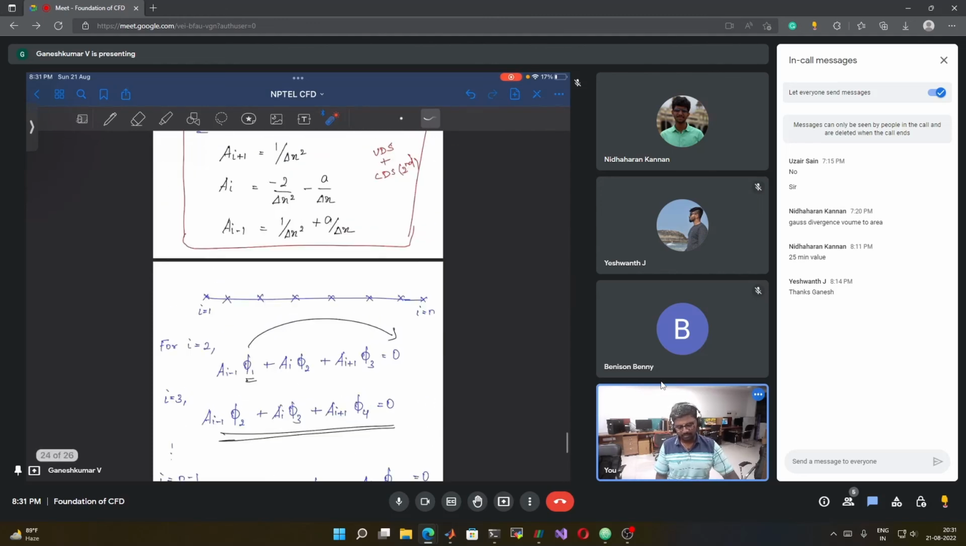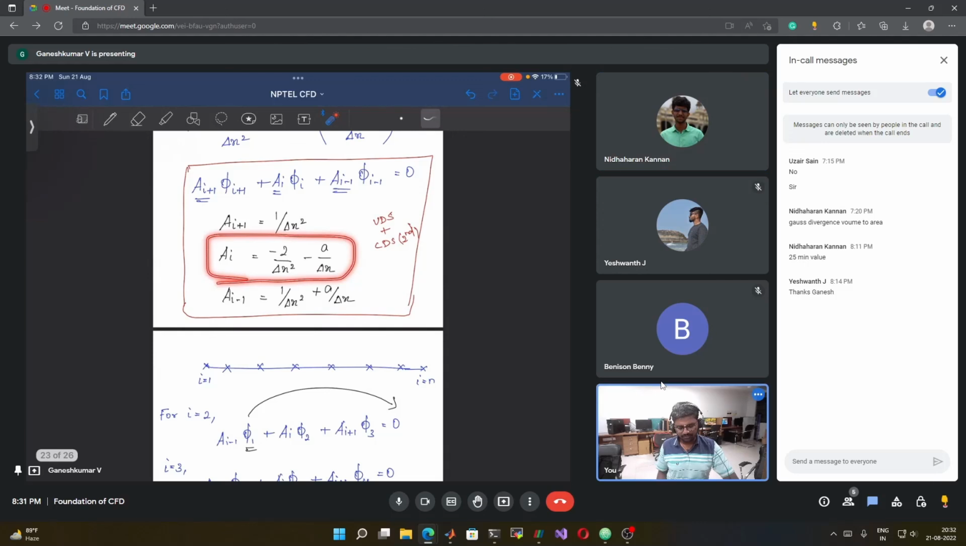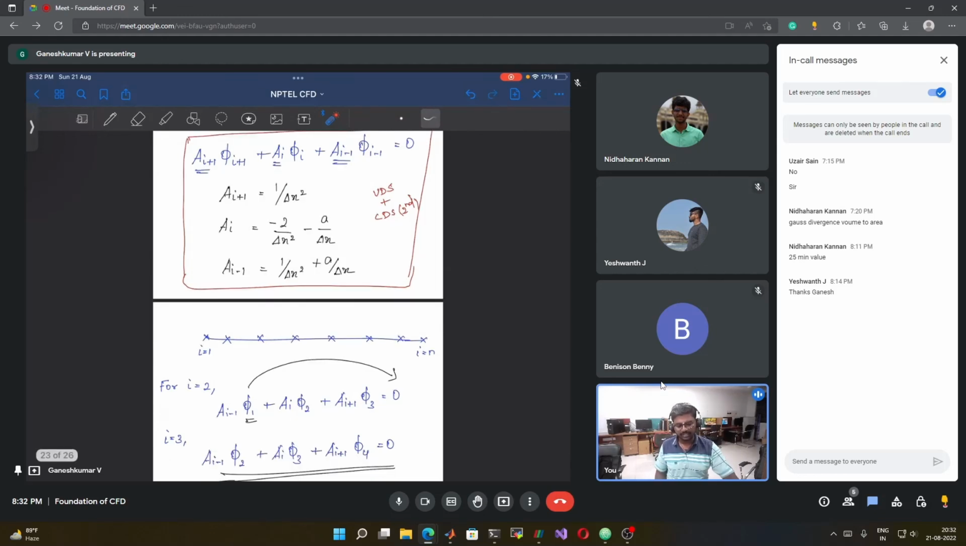How do you do that? The modulus of AI should be greater than these two. If you ensure these two are less than AI, essentially your diagonal is going to be AI, and off diagonal is going to be these two. Diagonally dominant means the diagonal element is at least the summation of all the other elements, with the modulus. If so, it is diagonally dominant and you are surely going to get a solution.